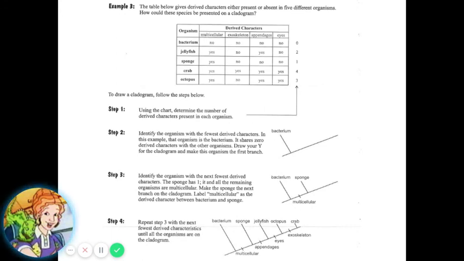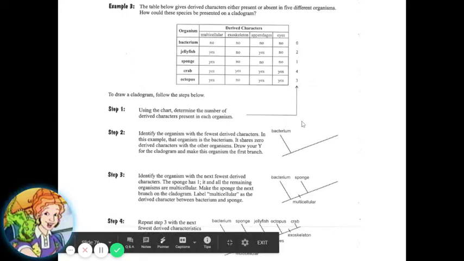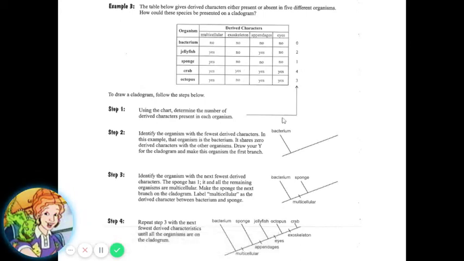All right, here's another one. The table below gives derived characters, either present or absent, in 5 different organisms. How could these species be presented in a cladogram? So using the chart, determine the number of derived characters present in each organism. You're going to identify the organism with the fewest derived characters. That's going to be the one to the far left. In this case, it's the bacterium. It doesn't have any of those things. So you're going to put your first branch for the bacterium. Then you're going to look at the one that has the next least. Sponge only has one thing, which is multicellular. Add that on. Okay, and then you're just going to keep repeating your steps, and that's how you make a cladogram.